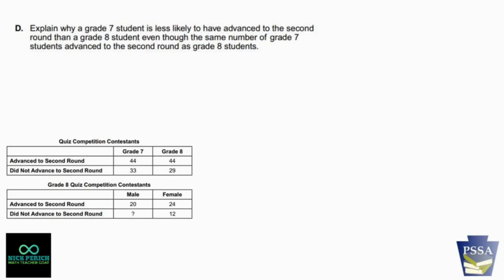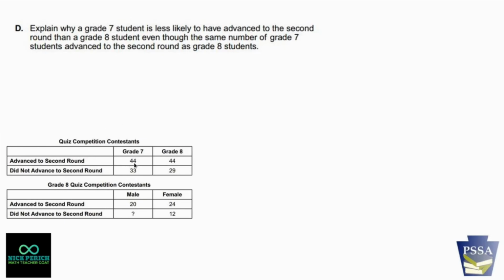All right, part D. Explain why a grade 7 student is less likely to have advanced to the second round than a grade 8 student, even though the same number of grade 7 students advanced to the second round as grade 8 students. All right, this one's going to be a toughie. The numbers are very, very close together.